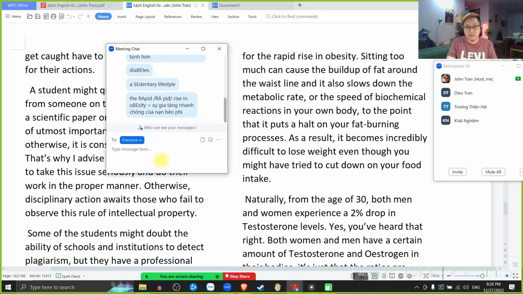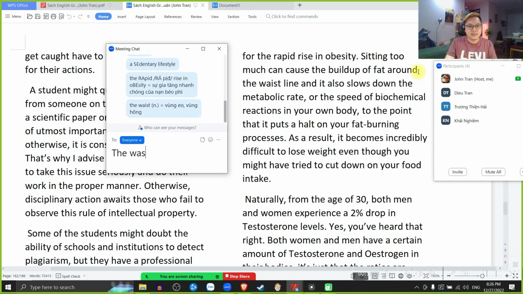Rồi cái vụ ngồi nhiều béo phì đúng không á? Sitting too much can cause the build up of fat around the waistline. Chuyện ngồi quá mức có thể gây ra sự build up, sự tích tụ của chất béo around the waist. Cái waist ở đây nó là cái eo á, vùng eo, vùng hông.